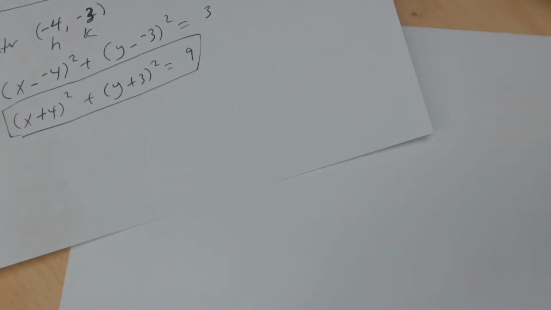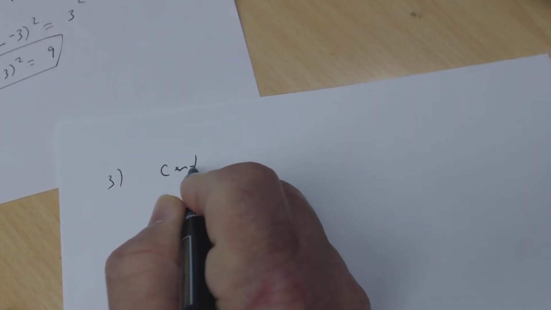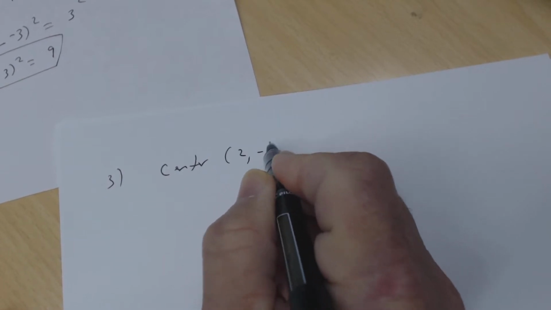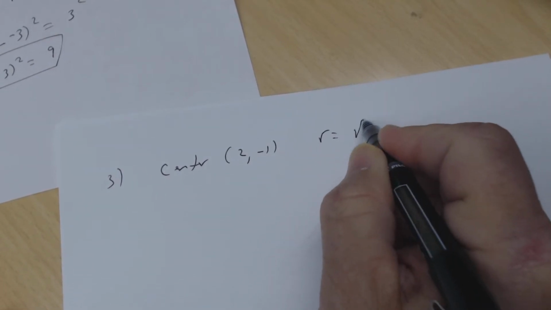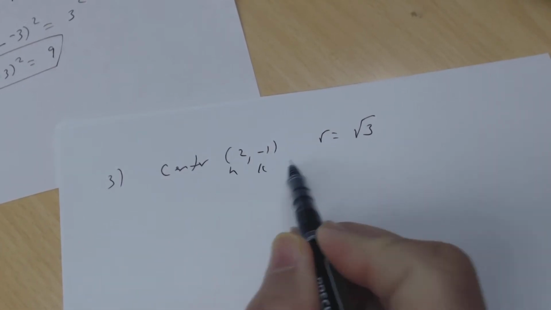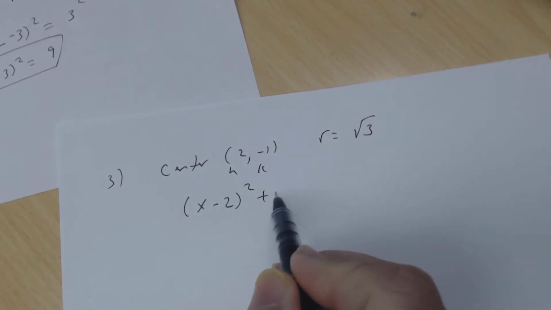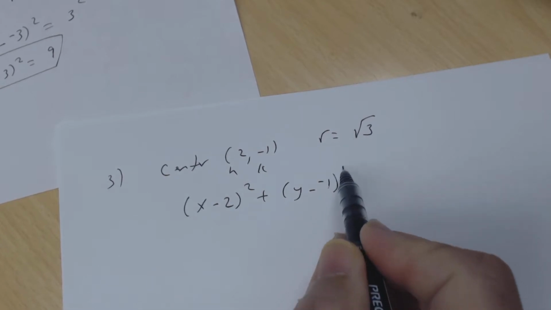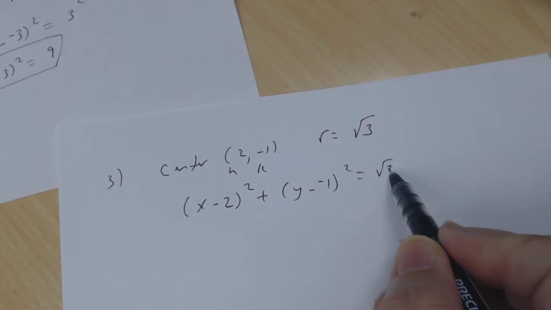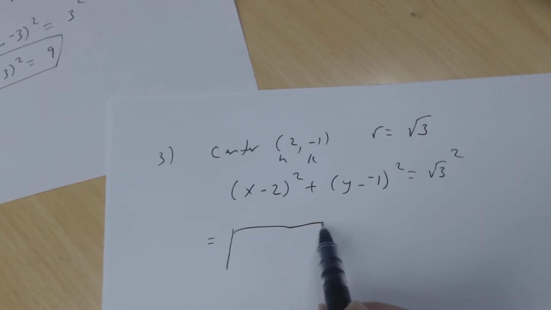All right, number 3. Suppose you had the center is 2, negative 1, and the radius is the square root of 3. Let's say the square root of 3 this time. All right, so this is your h, this is your k, this is your r. So I have x minus 2 squared plus y minus a negative 1 squared equal the square root of 3 squared.